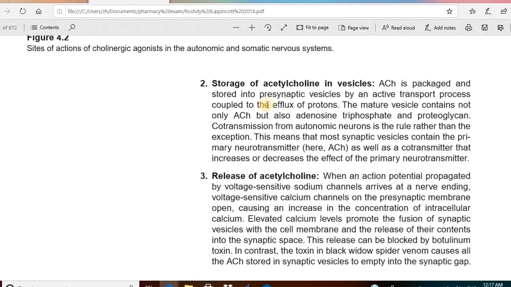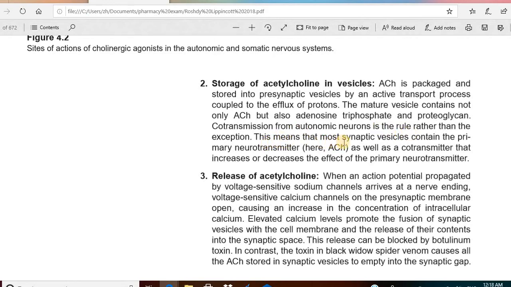Acetylcholine is packed and stored in the presynaptic vesicles by an active transport process coupled to the efflux of protons. So the mature vesicles contain not only acetylcholine but also adenosine triphosphate, which is ATP, and proteoglycan. Co-transmission from the autonomic neuron is the rule rather than the exception.